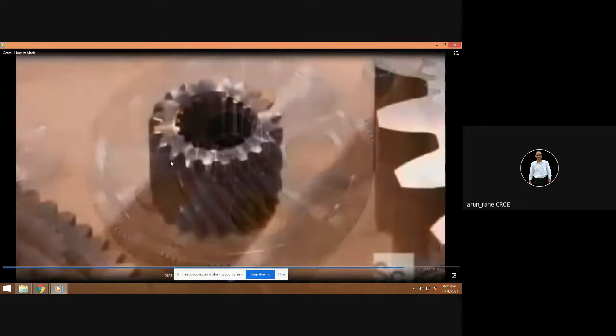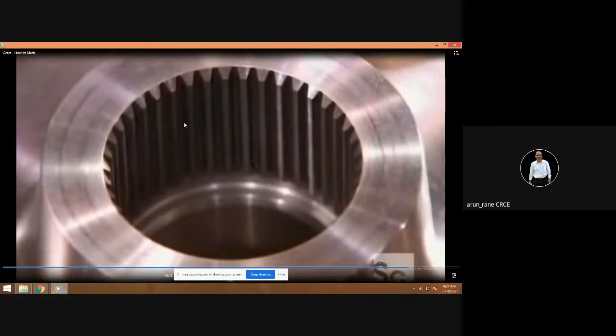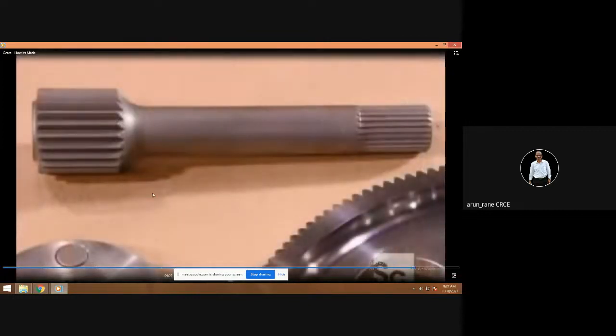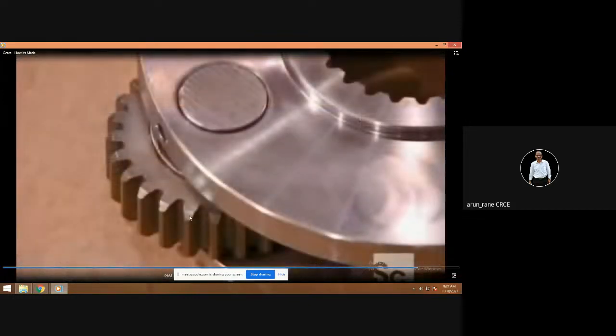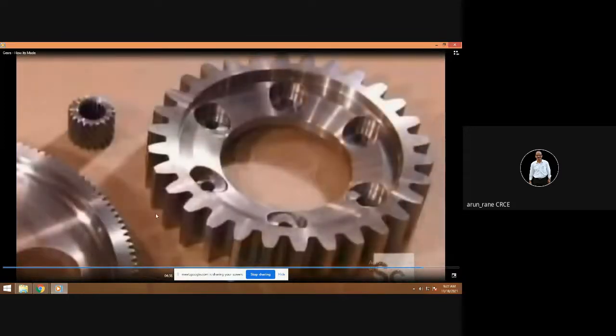This is how a finished gear will look. This is a helical gear. This is an internal spur gear. This is again a pinion shaft, spur type, spur gear. This is called the planetary gears.